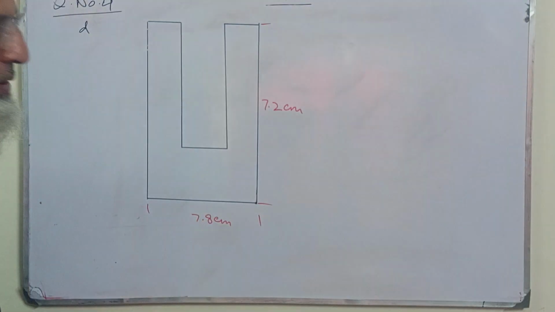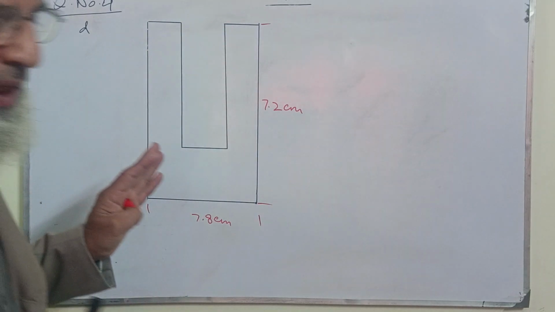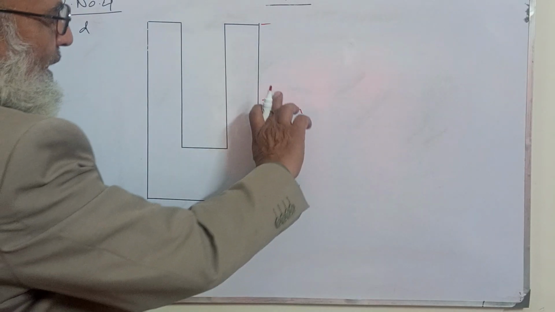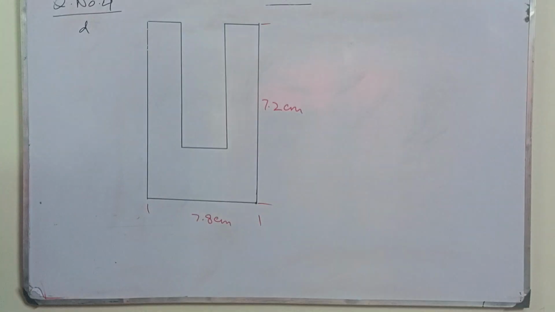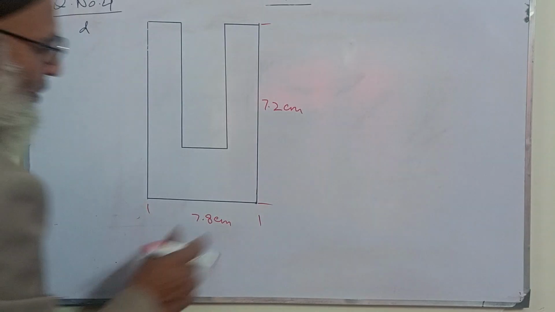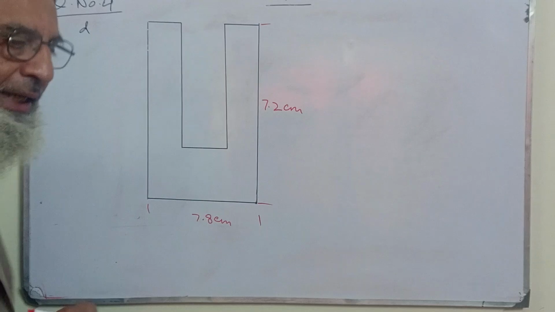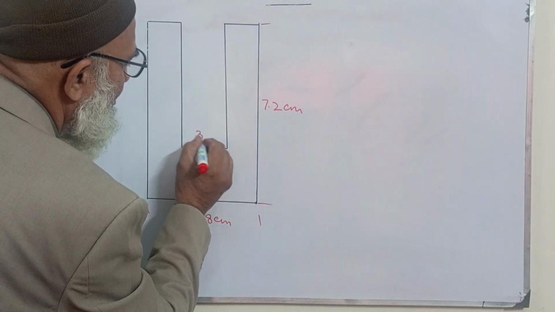Technically the figure is wrong. I'm sorry for that. When I saw the dimensions, the figure is wrong because this is 7.8 and this is 7.2, but 7.2 is larger than 7.8. Don't mind it. Technically it is wrong, otherwise it will serve our purpose.